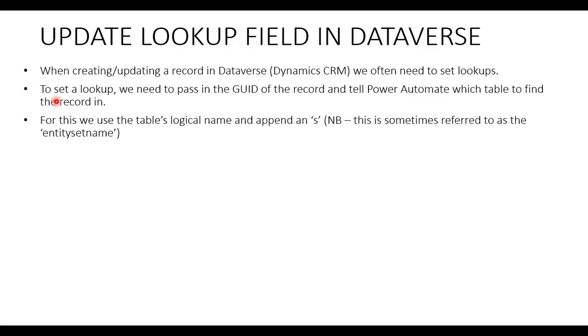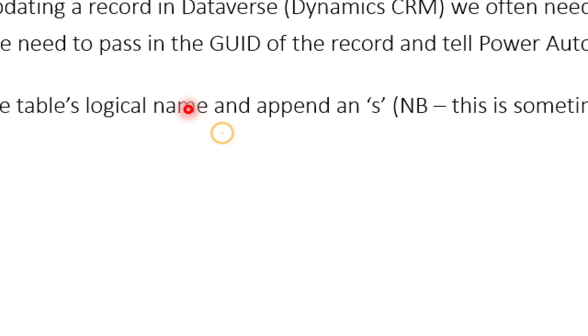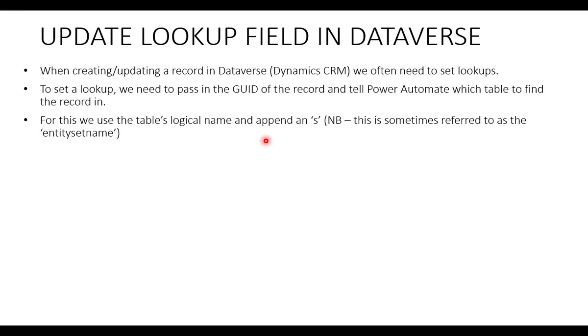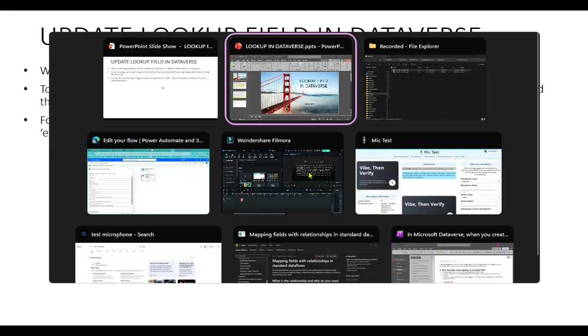To set a lookup field, we need to pass the GUID of the parent record and tell Power Automate which table to find the record in. For this we will use the table's logical name and append the letter S. This is important. Append the letter S. Now let's see by example.